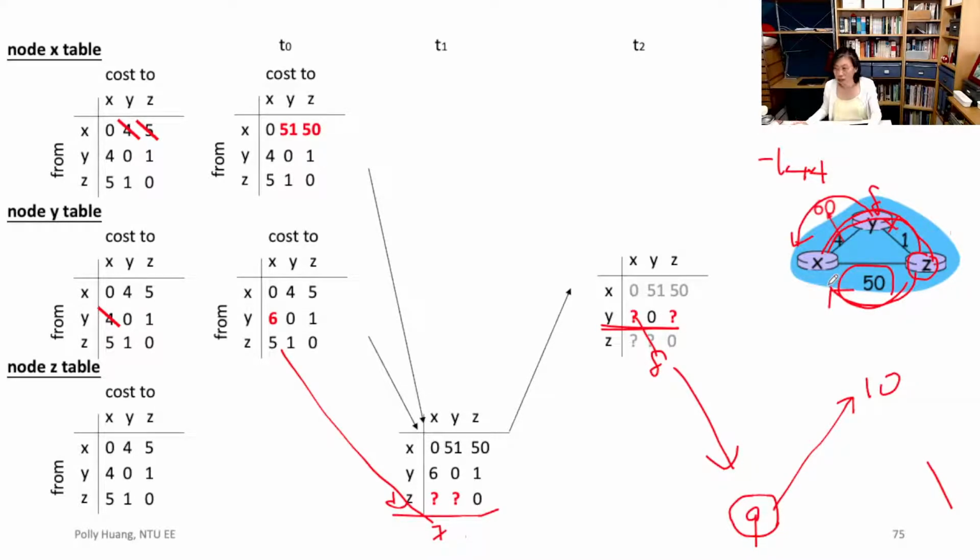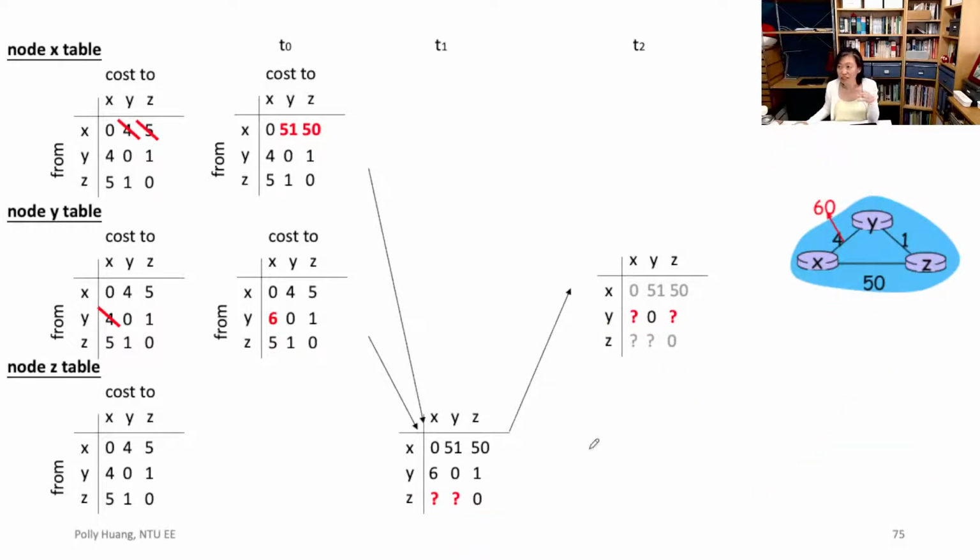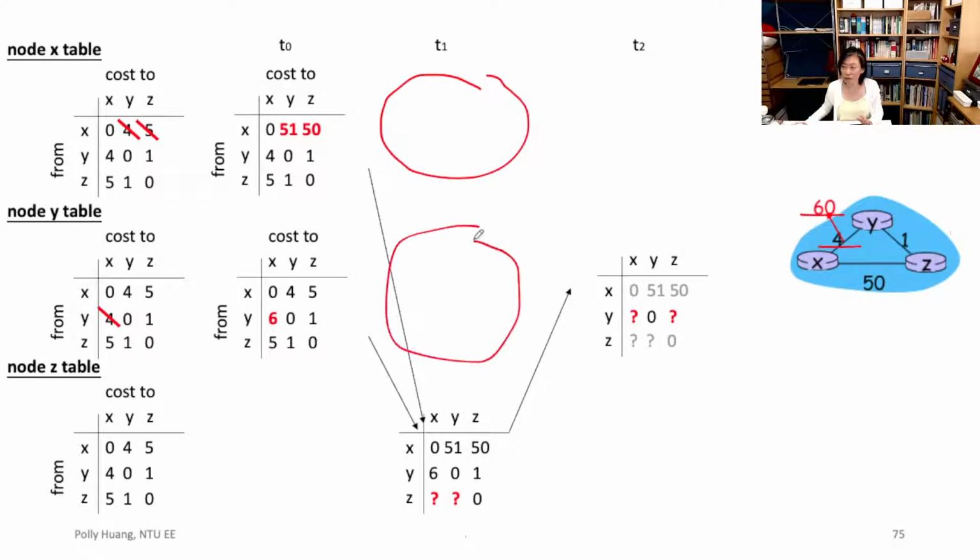Now, in this example, because I need to show you, bad news travels slow. So this is a bad news, going from link cost 4 to 60, really bad news. Okay, and it's going to take a while to converge. Therefore I did not ask you to calculate the new tables for x and y. But you guys are right.